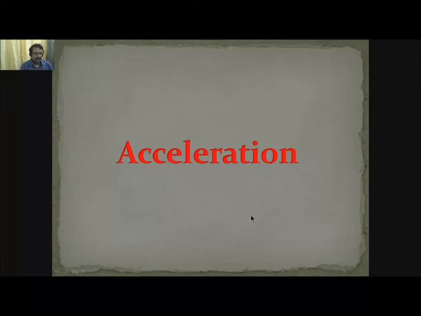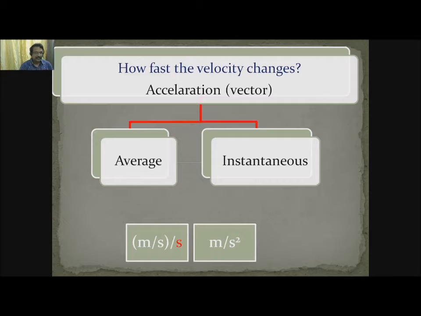Hello everyone, in this video we are going to look at the concept of acceleration. Acceleration tells us how fast the velocity changes. It's a vector quantity and we can imagine two kinds of accelerations. One is average acceleration and the second one is instantaneous acceleration. However, most practically the instantaneous acceleration is of interest.